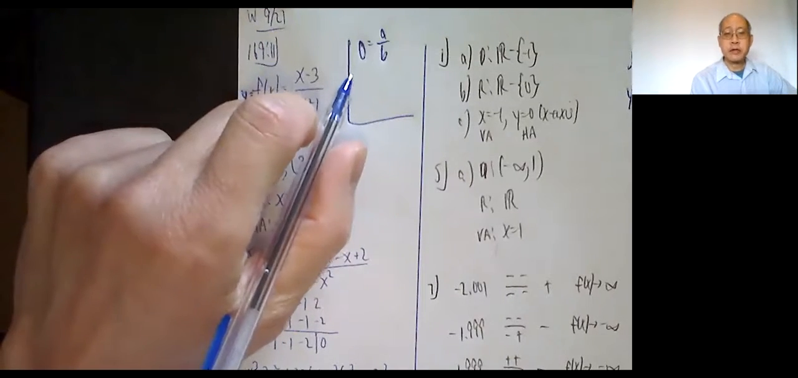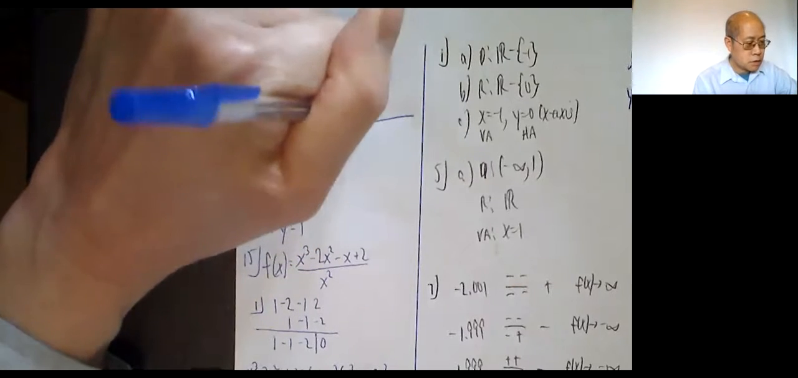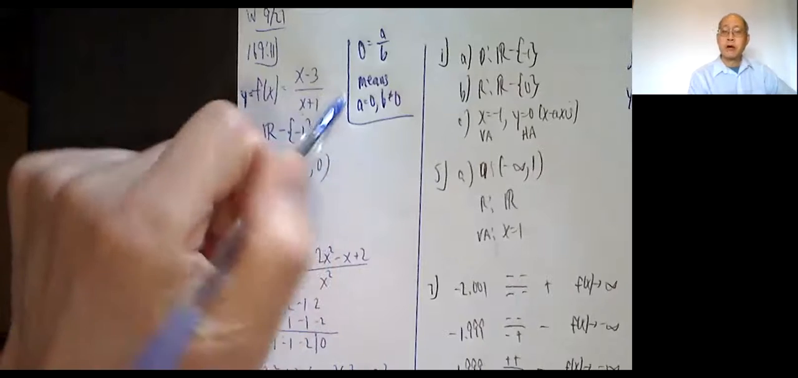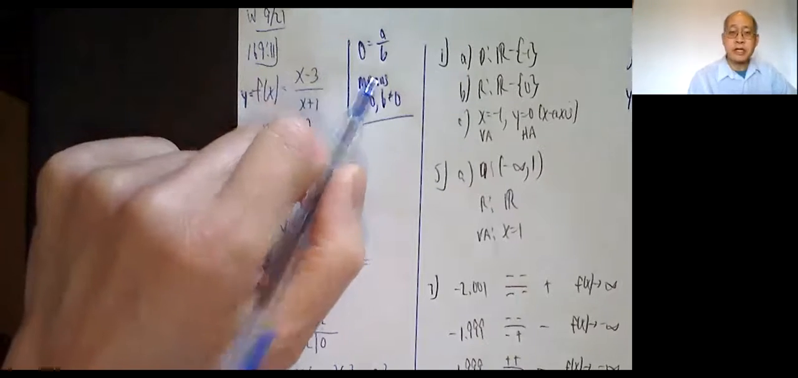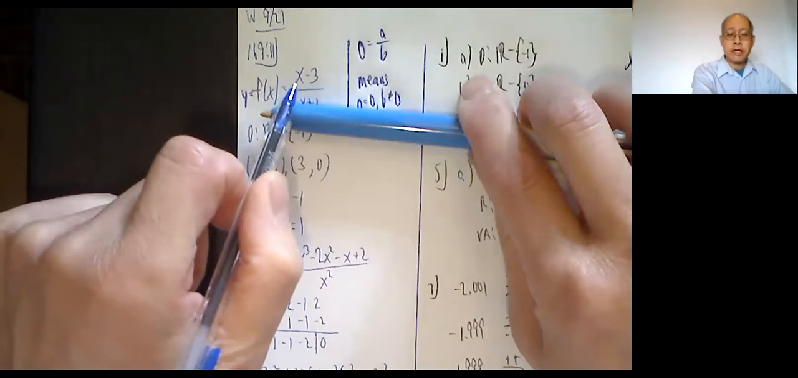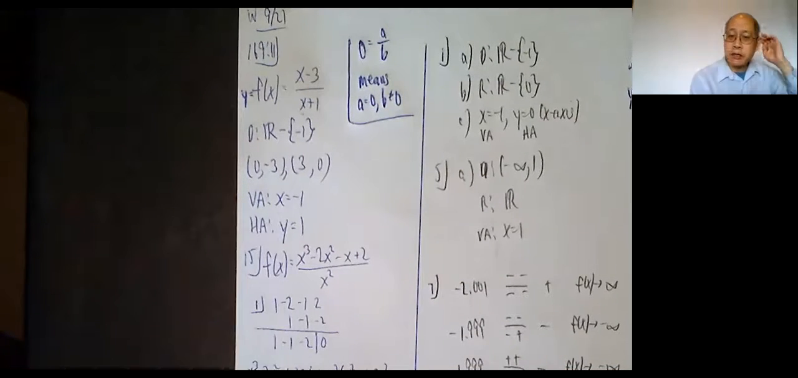When is a fraction equal to 0? When the top is 0. And b should not be 0. Right? If you have a fraction equaling 0, the top is 0. Okay? So what makes the top 0? 3. All right, so my intercepts are (0, negative 3) and (3, 0).